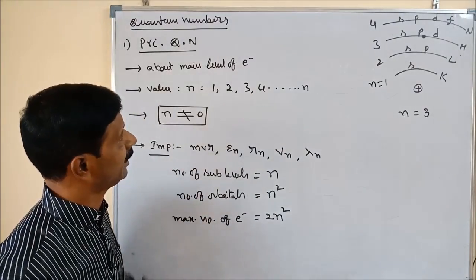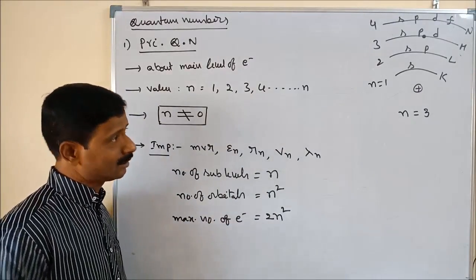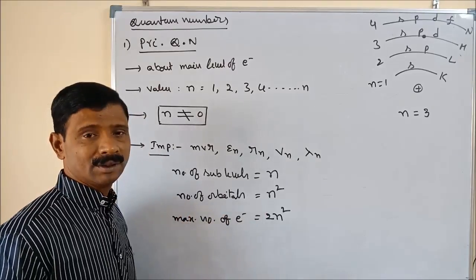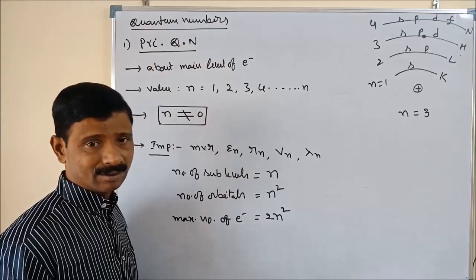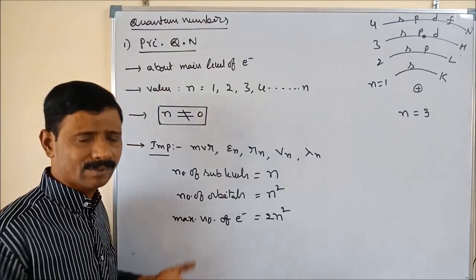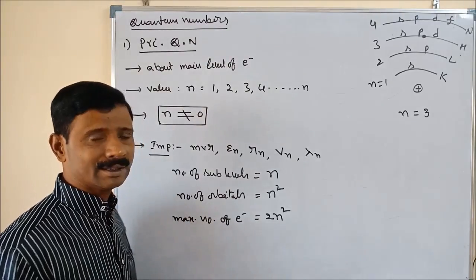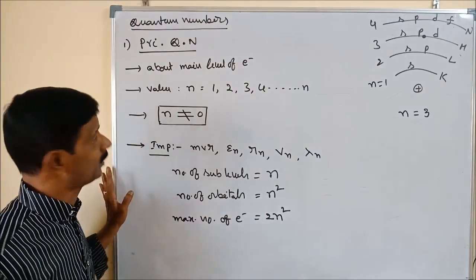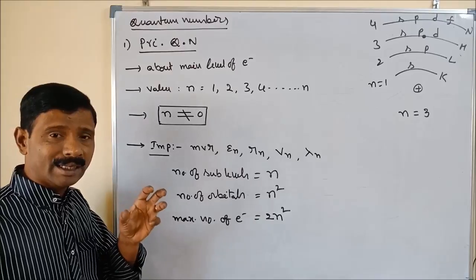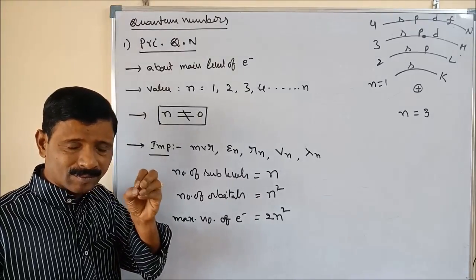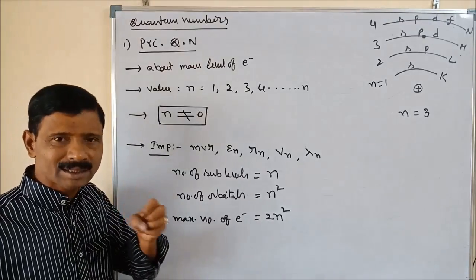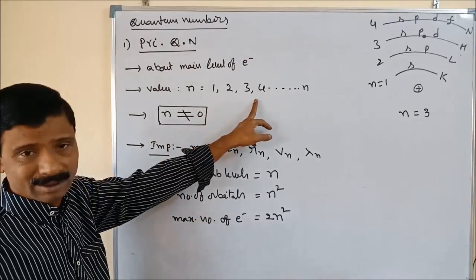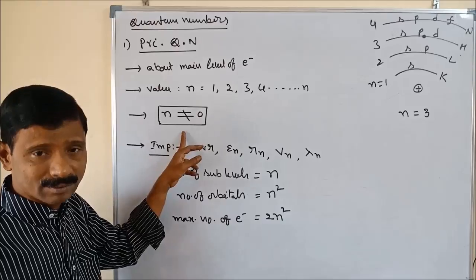So like that, here we are using the value of principal quantum number n to find out the different characteristics, or that means we are getting maximum information with the help of this n value. So that is regarding principal quantum number. Once again, mainly it gives an idea about the fundamental or the principal energy level of the electron. And after that, the values are like this, and it should not be equal to 0.